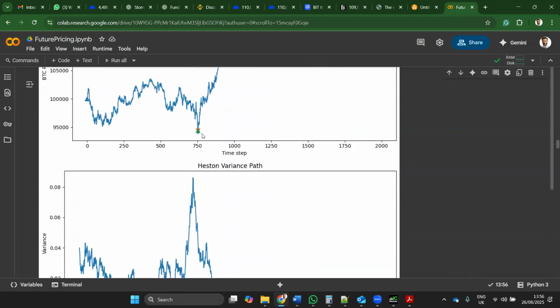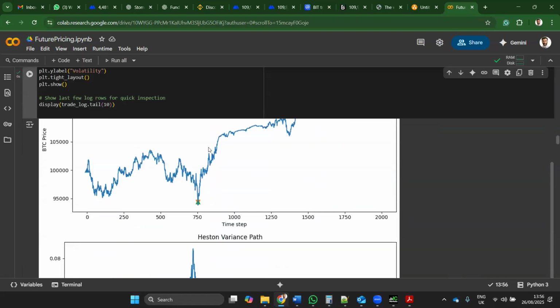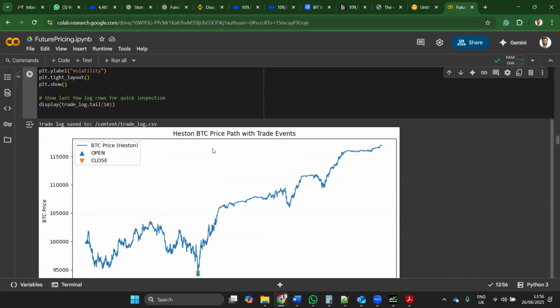So is it based on the historical data? No, it's not based on historical data. I don't want to use the historical price because we are predicting the future. In the future, the price can go in any direction, and we are working with risk.